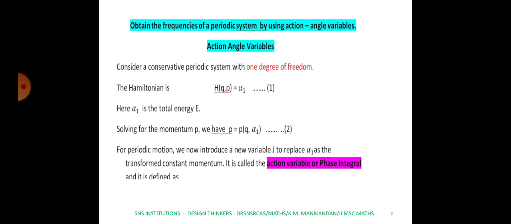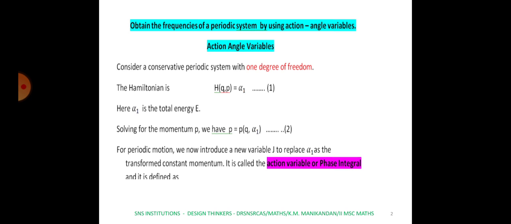Now, we can define the Hamiltonian H as a function of the generalized coordinate q, the generalized momentum p, and the total energy alpha 1: H(q, p) = alpha 1. Name this equation as 1. Now solving this equation for the generalized momentum p, we will get p as a function of the generalized coordinate q and the total energy alpha 1, which is equivalent to E.